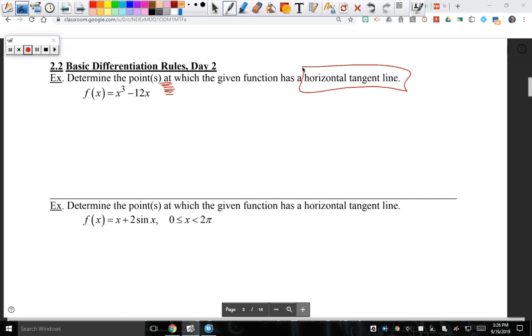Suggestions. What do I do? Yeah, go ahead. You get the derivative of f of x. Okay, so here we go. Let's find the derivative, and I'm going to follow him. What is it? It's 3x squared minus 12.